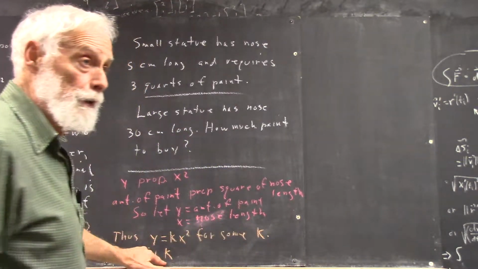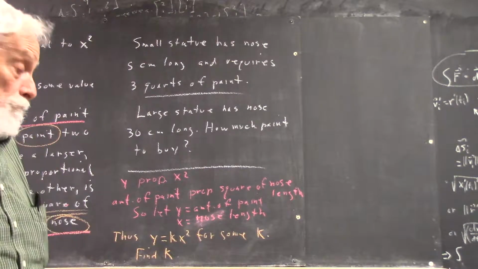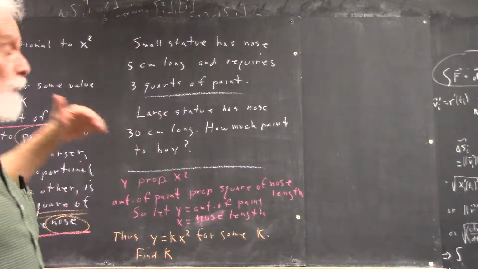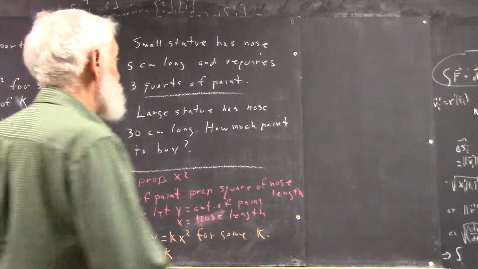So how do we find K? So you plug in numbers for Y and X. Well, you're used to doing that. You're good at it. So this isn't going to be any problem. This is actually a very easy problem once you can identify your quantities. Okay?